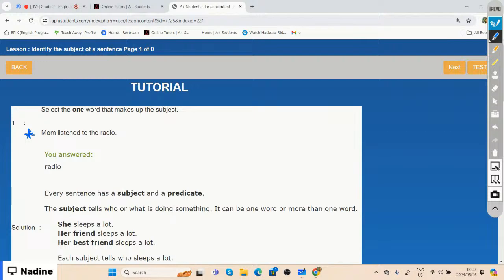All right, so we need to identify the subject. If we were to identify the subject, we would say it is mom. Mom is our subject, which tells us who or what is doing something. So mom, what is mom doing? Listens to the radio. So mom is our subject, right?